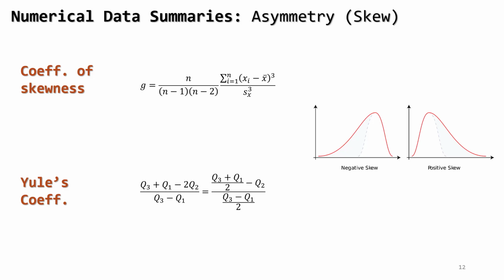Yule's coefficient is a quartile-based measure that can be derived from the 5-number summary. It makes a lot of sense when you look at the unsimplified version. If the midpoint of Q3 and Q1 is less than the median, the coefficient is negative. If this midpoint is positive, then the coefficient is positive.